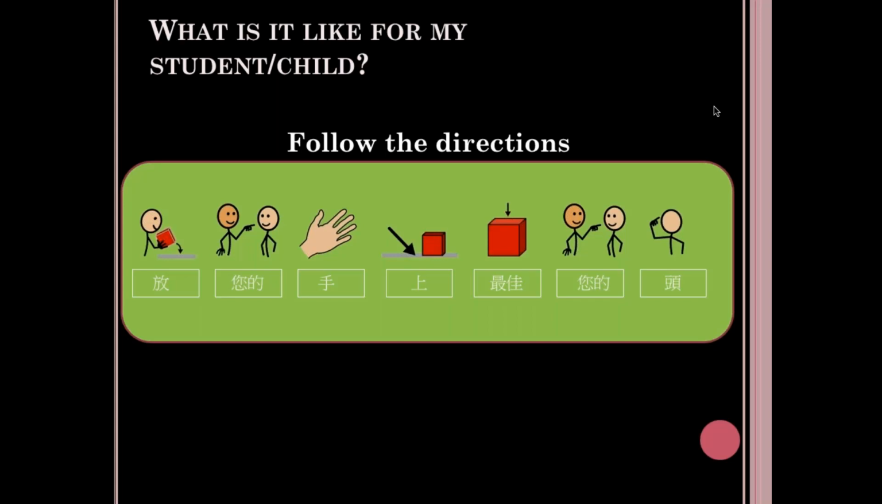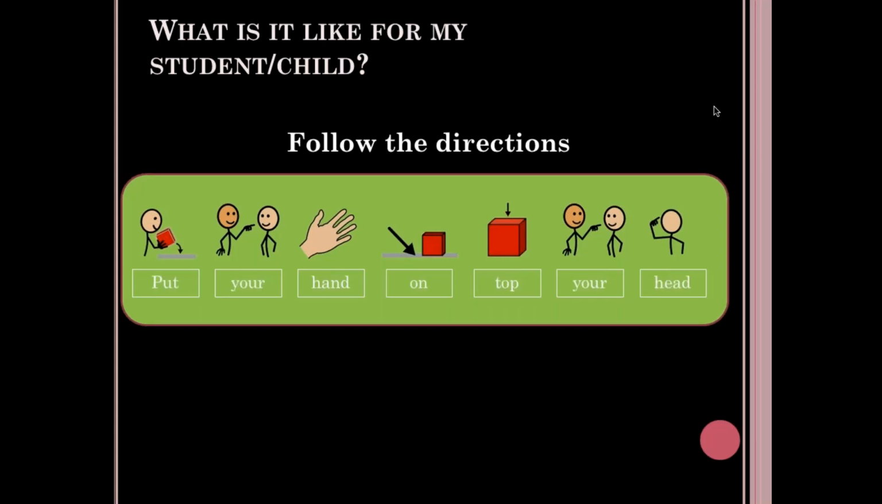All right, so I'm going to show you what I intended the message to mean. Put your hand on top of your head. All right, here's the thing though. If one of you were to have designed this activity, I think we can all agree that these symbols don't necessarily mean that specific word. So that image doesn't necessarily mean put. It can mean all kinds of different things.